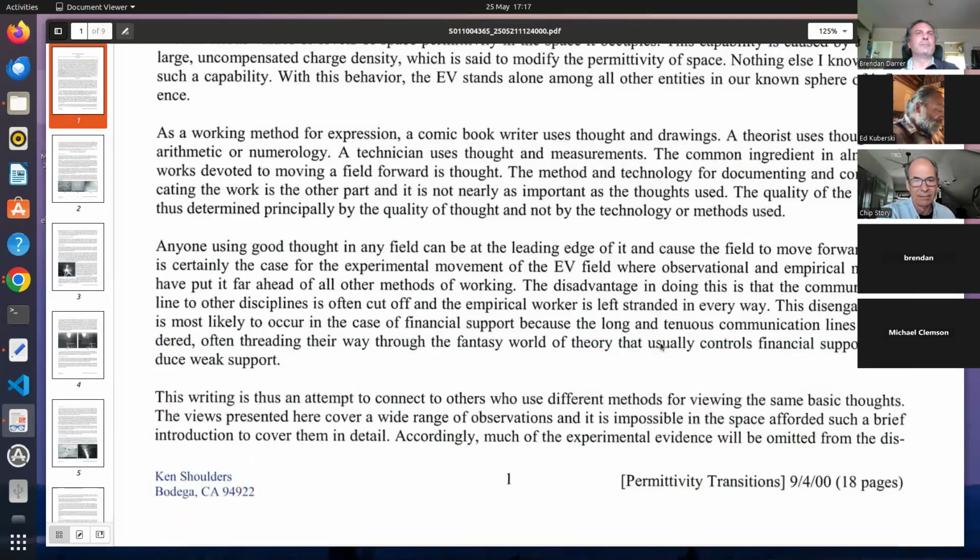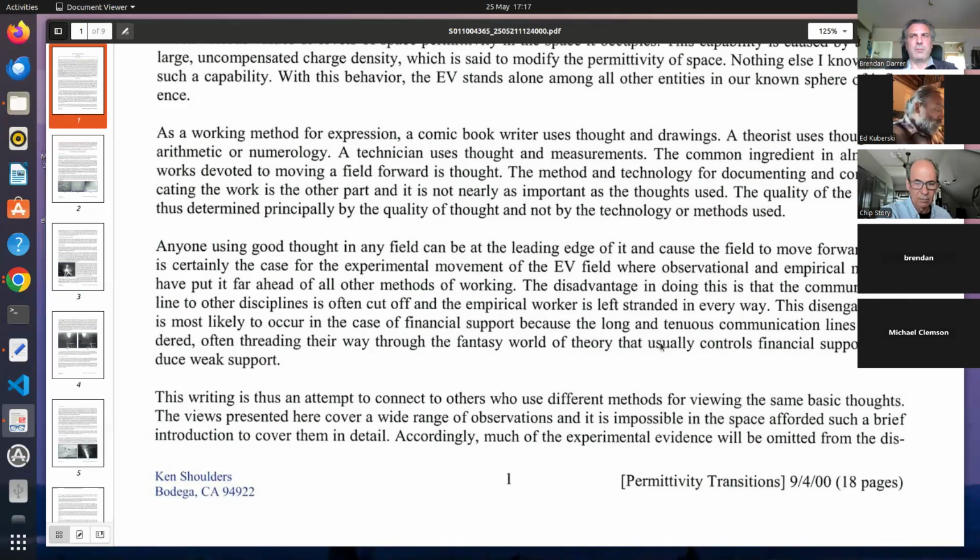As a working method for expression, a comic book writer uses thought and drawings. A theory uses thought and arithmetic or numerology. A technician uses thought and measurements. The common ingredient in almost all works devoted to moving a field forward is thought. Very important again. The method and technology for documenting and communicating the work is the other part, and it is not nearly as important as the thoughts used. So we're back to thought here again.